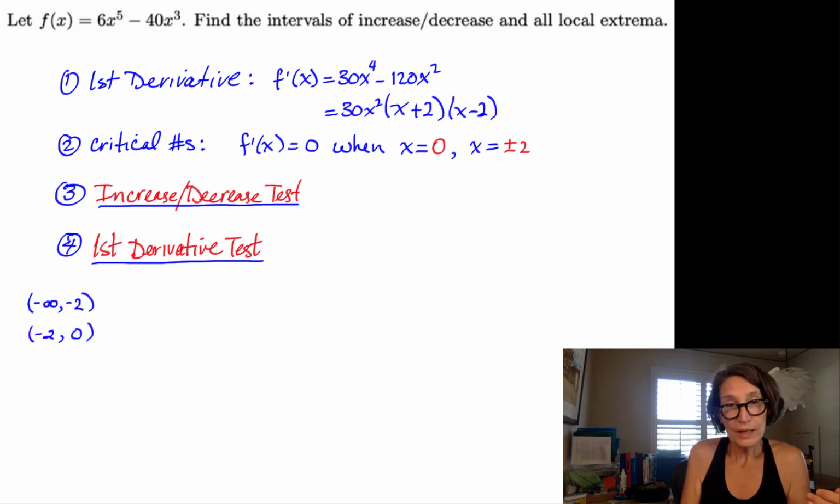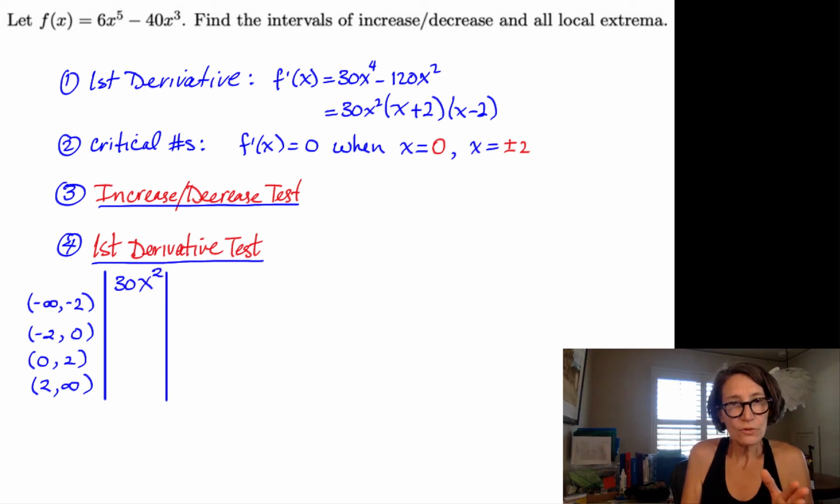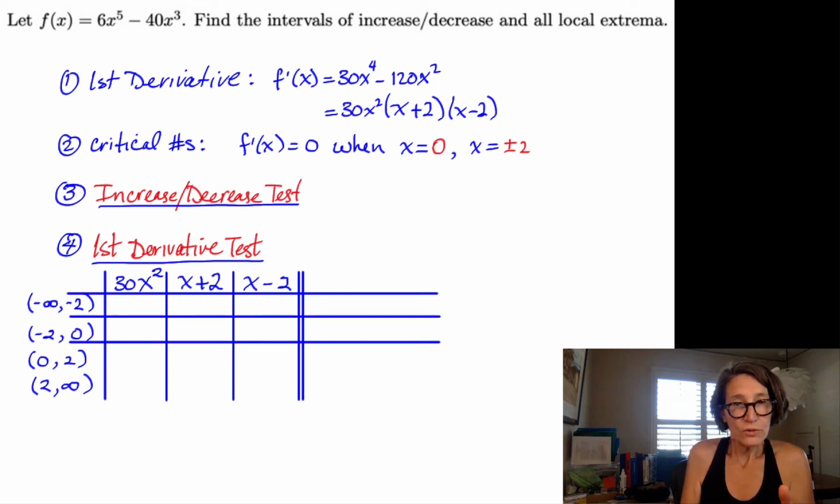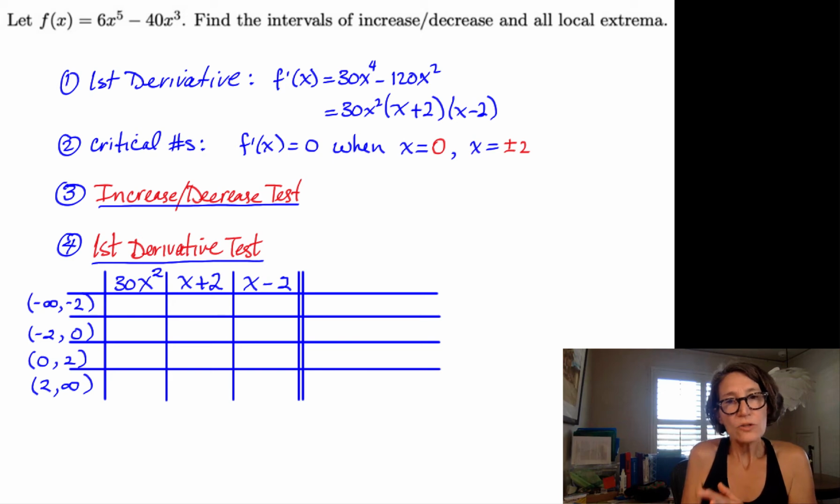We're breaking up the domain into these subintervals using the critical numbers, and those are going to be the rows in my table. My columns are going to be the factors of that first derivative. So the first factor is 30x squared, then we have x plus 2, and then x minus 2. So those are the rows and the columns. Now I'm going to add 2 more columns at the end, because we're going to look at the signs of all of those factors, but what we need is the sign of the first derivative.